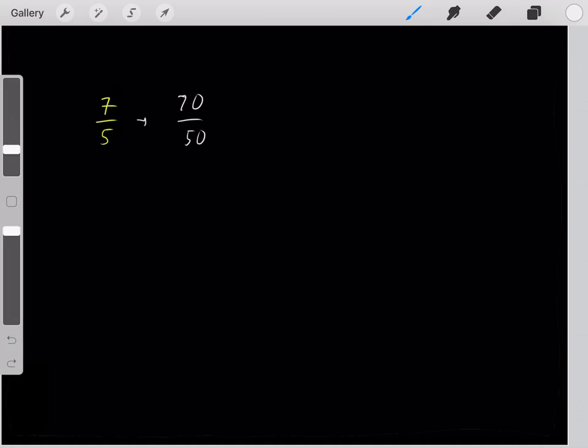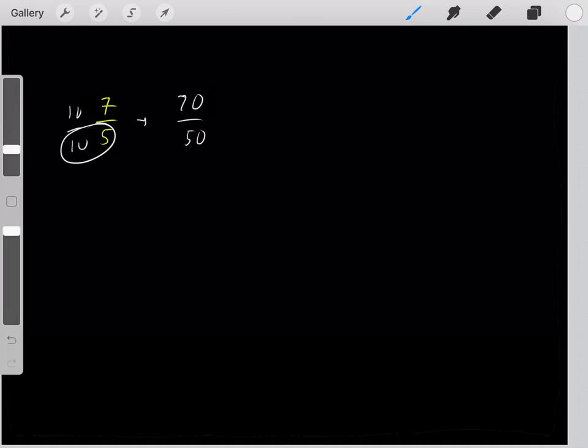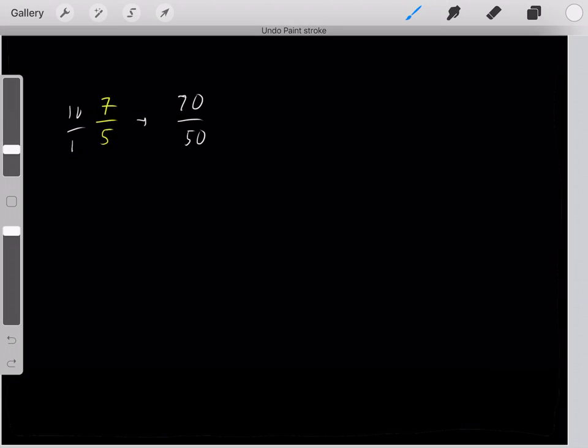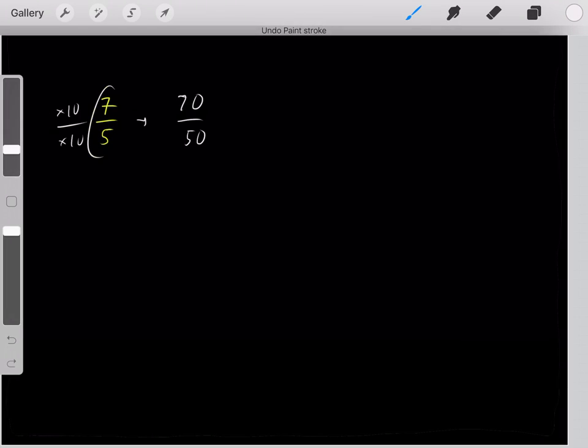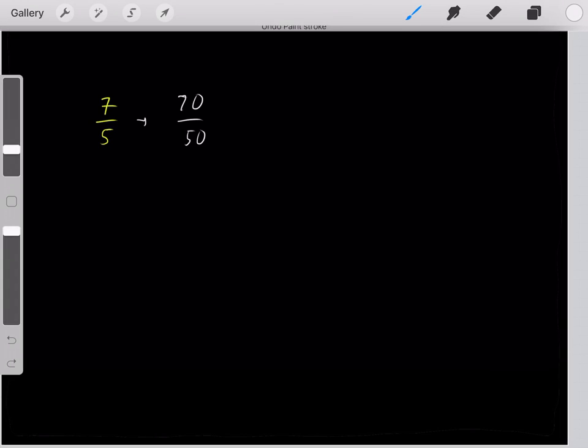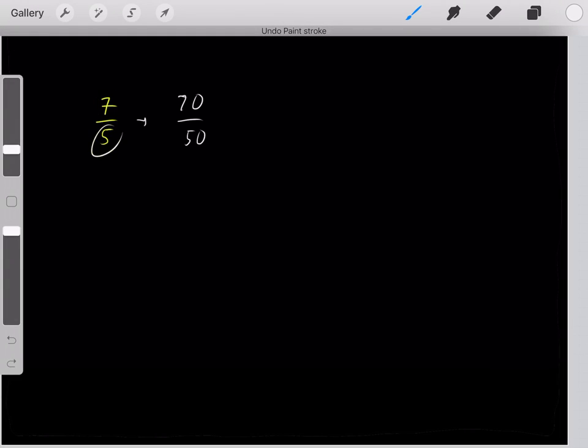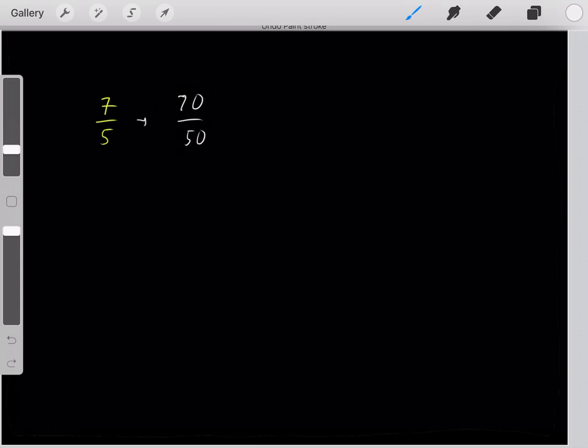And we know we can do that. We can multiply the top by 10 as long as we also multiply the bottom by 10, because that's essentially multiplying this entire thing by 1. So again, if we do that, we're causing no change. So we multiply the top by 10 and we multiply the bottom by 10. So now we have this guy.